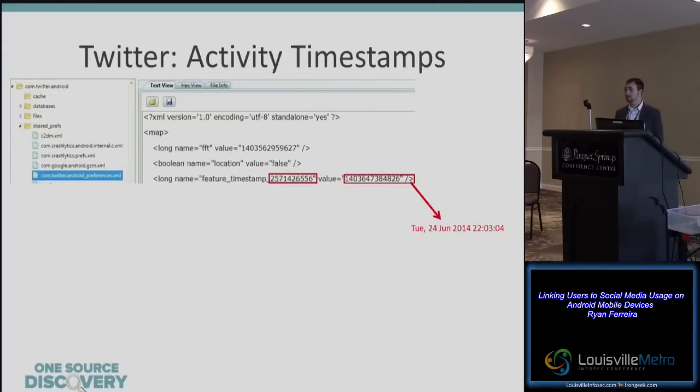There's also some activity timestamps with Twitter once you've been logged out. There's a preferences XML file, and you'll see here that for the map specifically, they keep track of the timestamp for this user, for the last time that this map feature has been activated.